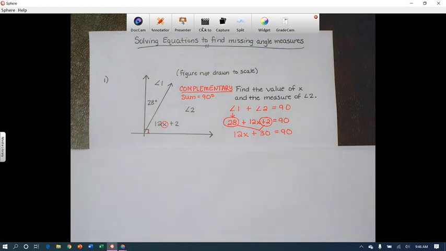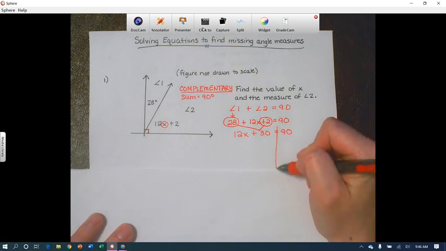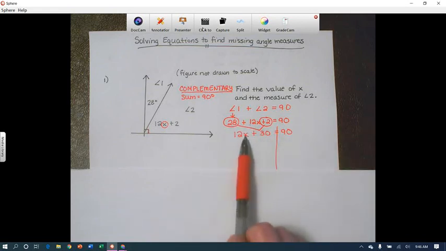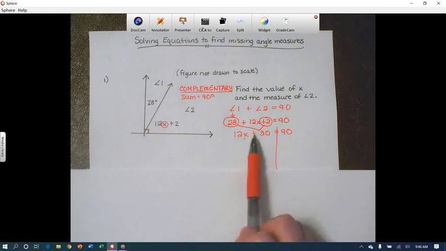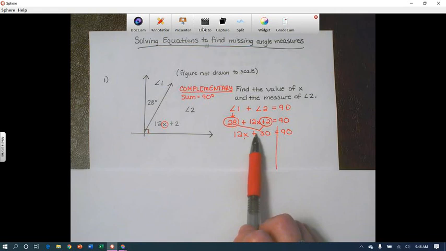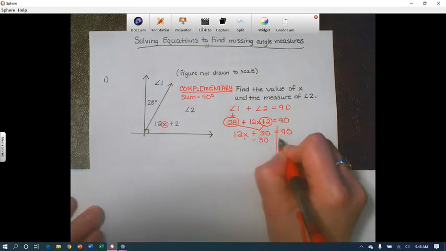And now I have this two-step equation. And I'm going to solve it using the standard algorithm. So remember, I want to get x by itself. So I'm going to go through the steps. First, I multiply x by 12, and then I'm adding 30, and that is equal to 90. I want to get rid of the addition or subtraction first. So the inverse of adding 30 is to subtract 30 from both sides.